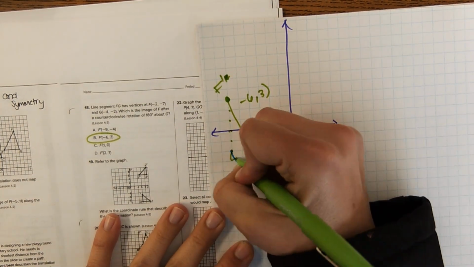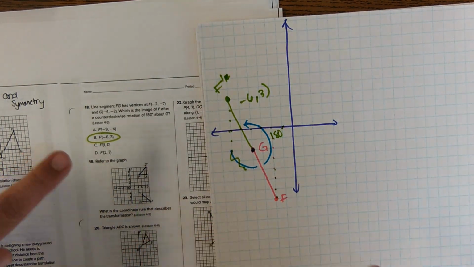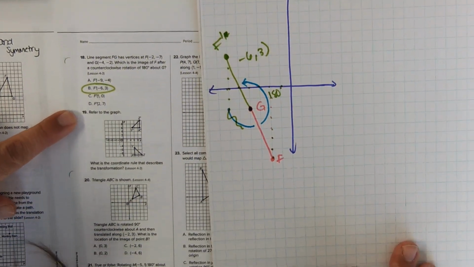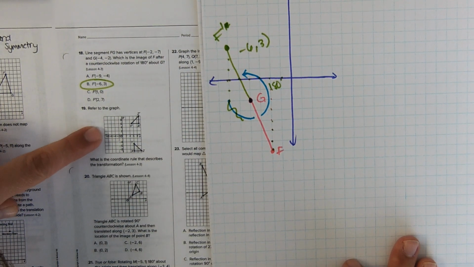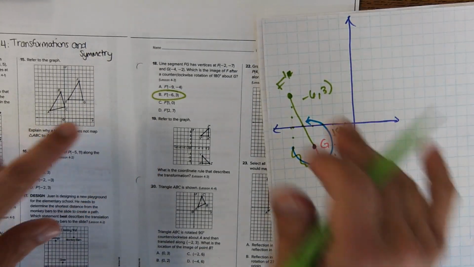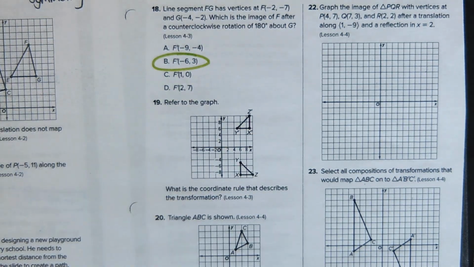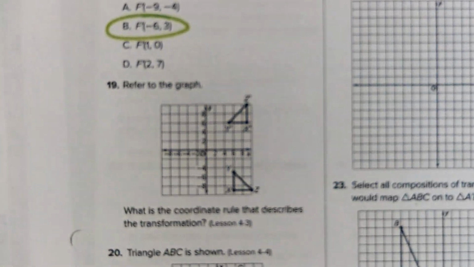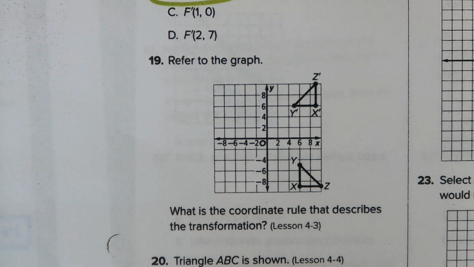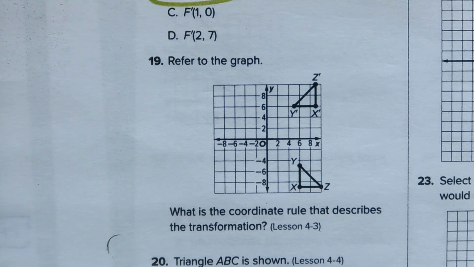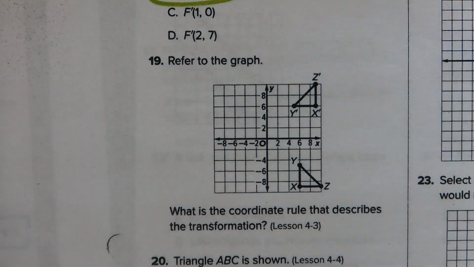180 degrees here. Okay, so then number 19 right here, it says refer to the graph. What is the coordinate rule? I'm going to zoom in more too now that I'm not working with the graph. How about even go further? Okay, so refer to this graph. What is a coordinate rule that describes this transformation?